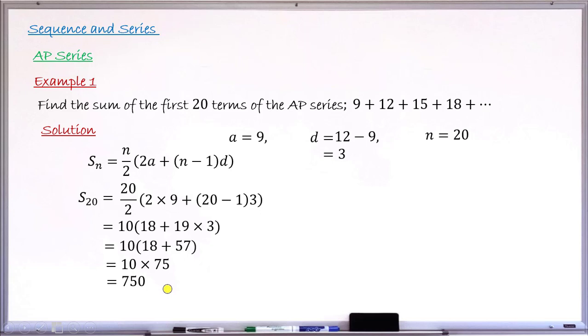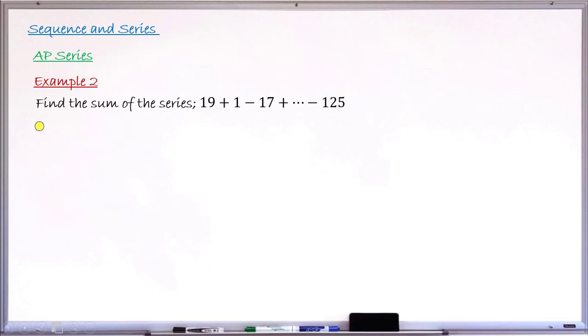Let's just move and take another example. Example number 2, we are asked to find the sum of the series. That is, find the sum of this series. I have 19 plus 1 minus 17 plus dash, but this is the last term of that series, minus 125. So there are other terms in between, which we don't know how many, but we are to add them all from the first term up to the last term, including the missing terms that we don't know. So solution to this problem, what we do first is to write down the formula.